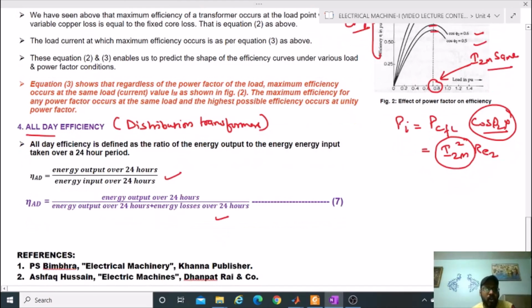So this is all about the efficiency of a transformer. Hope you have understood the topic and now you are able to understand and explain the various terminologies related to the efficiency of the transformer.